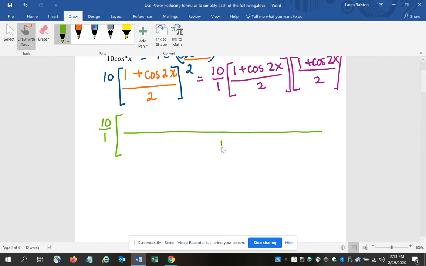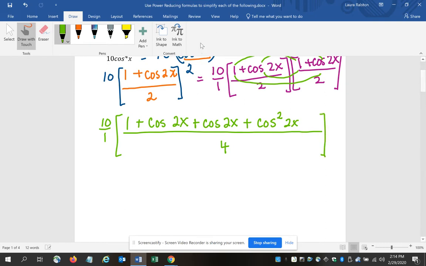Okay, I'm going to go ahead and do the denominators. 2 times 2 is 4. Then for the numerators, I'm going to use FOIL. So I'm going to do 1 times 1, which is 1. 1 times the cosine of 2x is plus cosine 2x. Then I do cosine 2x times 1. So I have plus cosine 2x. And then finally, cosine 2x times cosine 2x is cosine squared 2x.